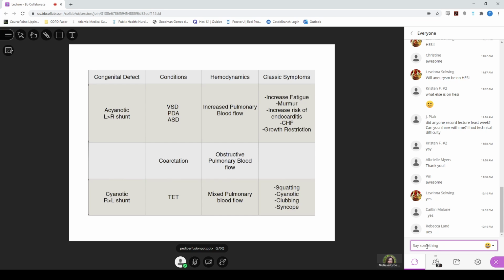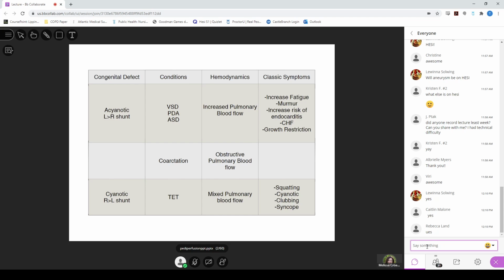You have coarcts that are obstructive pulmonary blood flow. They have the same classic symptoms as increased blood flow. And then you have cyanotic, which are your right to left shunts, and that's the TET, the tetralogy of Fallot. It's mixed pulmonary blood flow. They have TET spells, so they do the squatting to try to increase the pressure, basically doing a Valsalva maneuver by squatting.